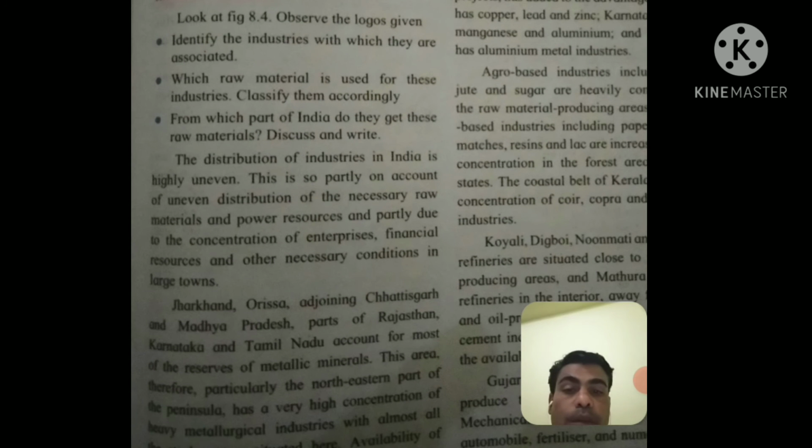The distribution of industries in India is highly uneven. This is so partly on account of uneven distribution of the necessary raw materials and power resources, and partly due to the concentration of enterprises, financial resources and other necessary conditions in large towns.